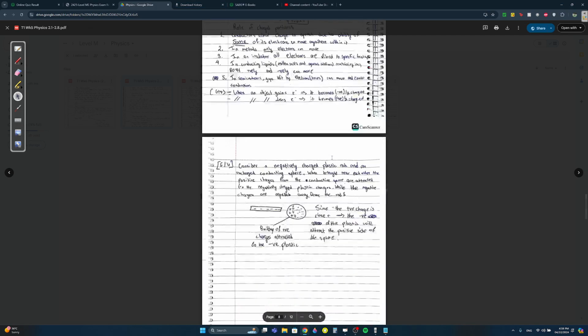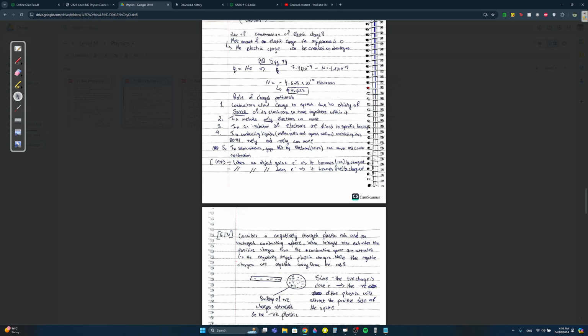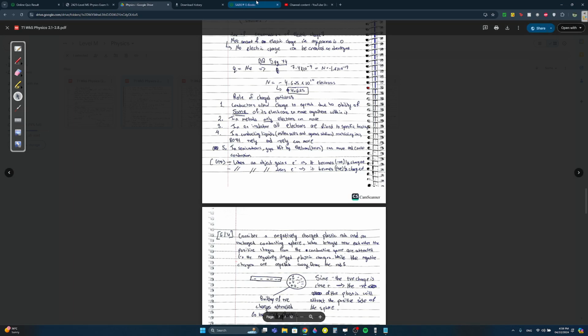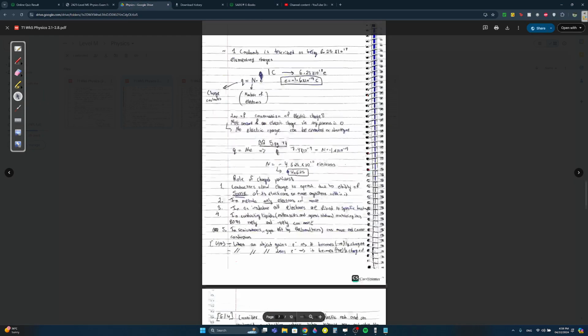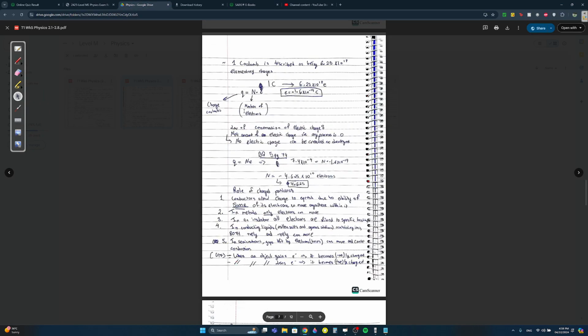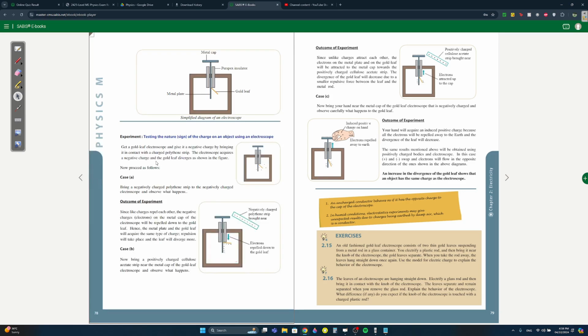In some semiconductors, gaps left by electrons can move and cause conduction. This was actually in my notes, and I went through it in the notes video. I'm repeating myself. The gold leaf, we went through it before. I said the law of conservation of electric charge, but I didn't describe all of these that I just said now.